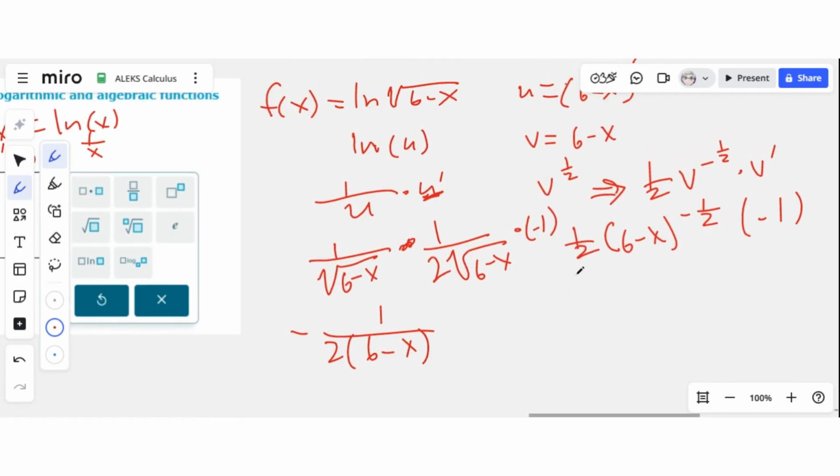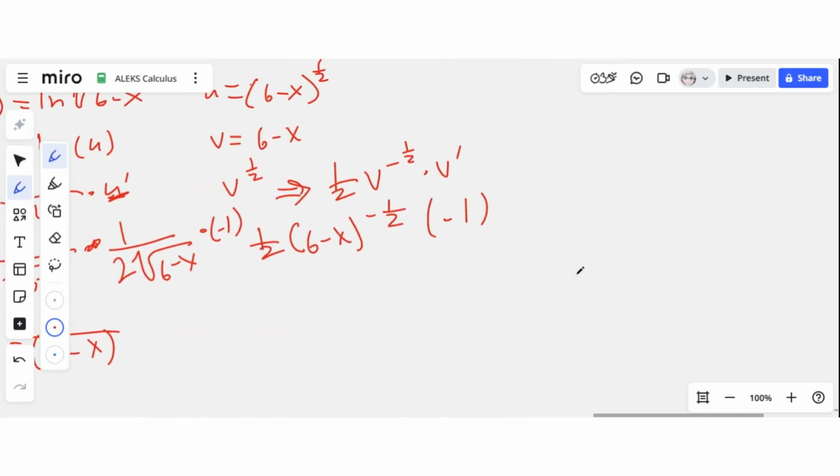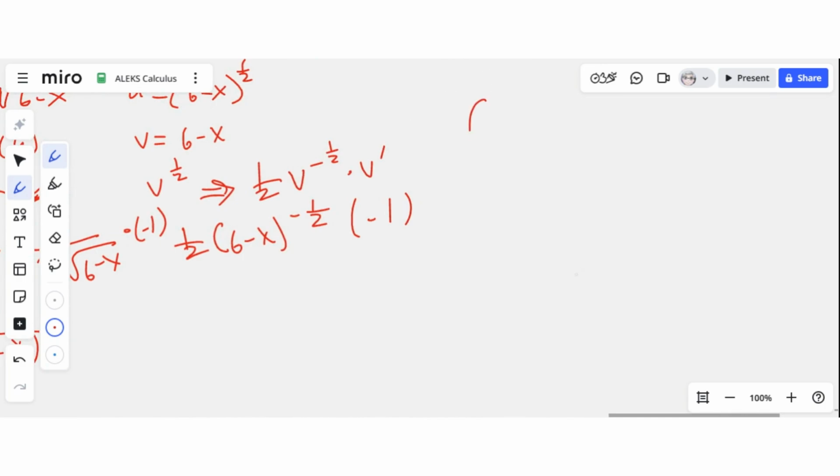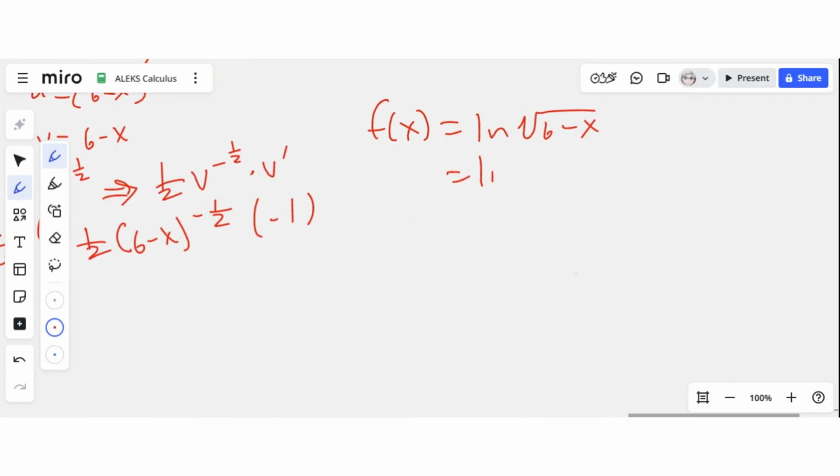I want to show you one other way to do this, and it might be simpler, and that's by using a property of logs. So let me start the problem again. Our f of x equals the natural log of the square root of 6 minus x. Now, I'm going to rewrite this as the natural log of 6 minus x to the 1/2 power. With logarithms, you can take that power and multiply it out front. So this is 1/2 times the natural log of 6 minus x.